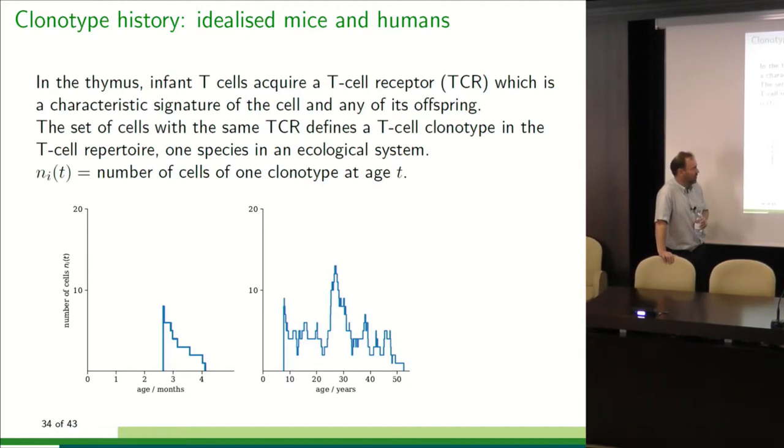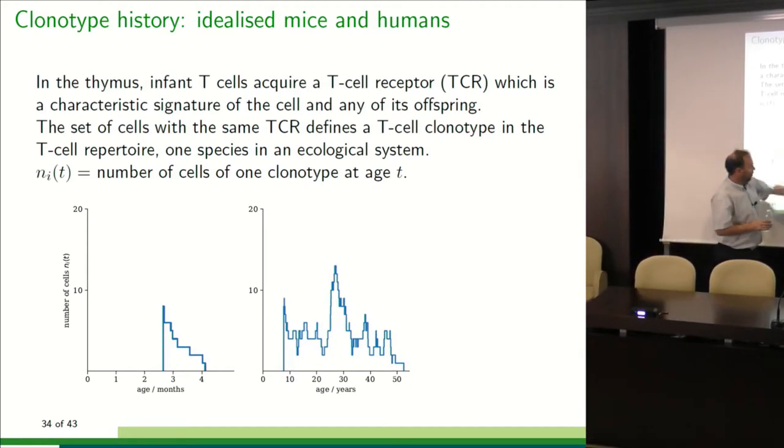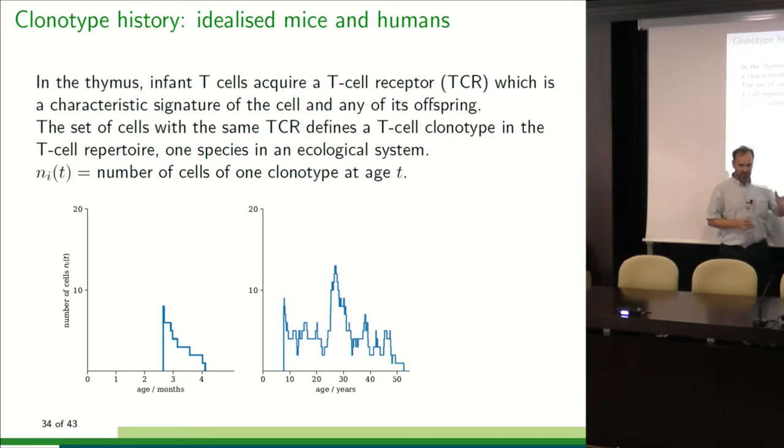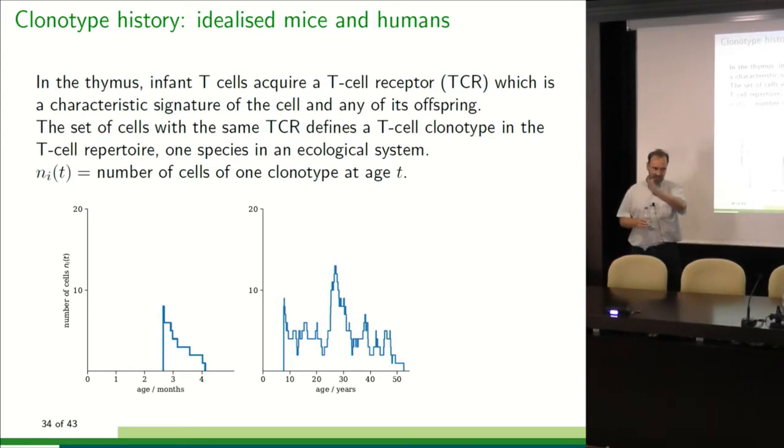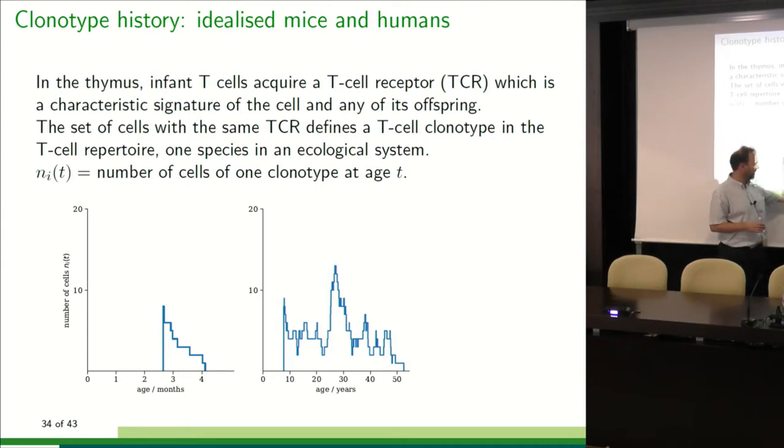Okay, so same story, but now we have a birth and death process which is nearly balanced, which is nearly neutral. So the birth rate is nearly equal to the death rate of a family of T cells in the periphery of a human, the body of a human. Okay, so a typical story looks like this.